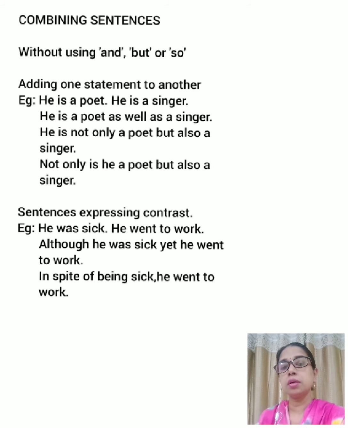Now the first way in which you can combine sentences is when you simply add one statement to the other, then you use and. Simply when one statement is to be added to another statement, you generally use the word and. But and is not supposed to be used. So you can use other phrases like as well as, or the pair not only but also.